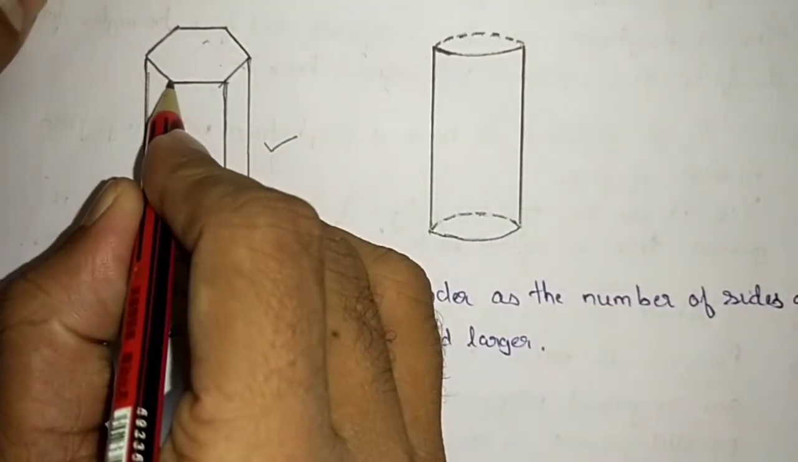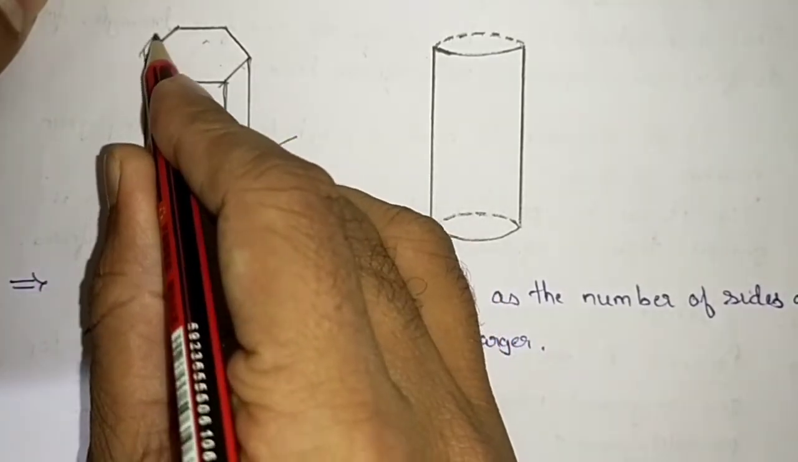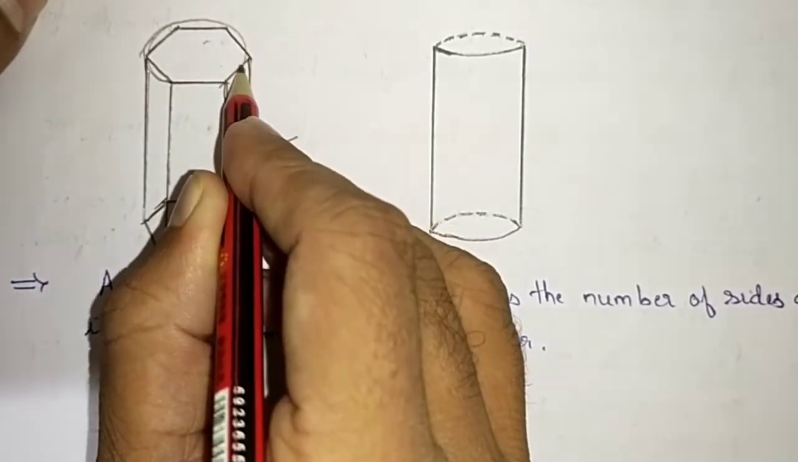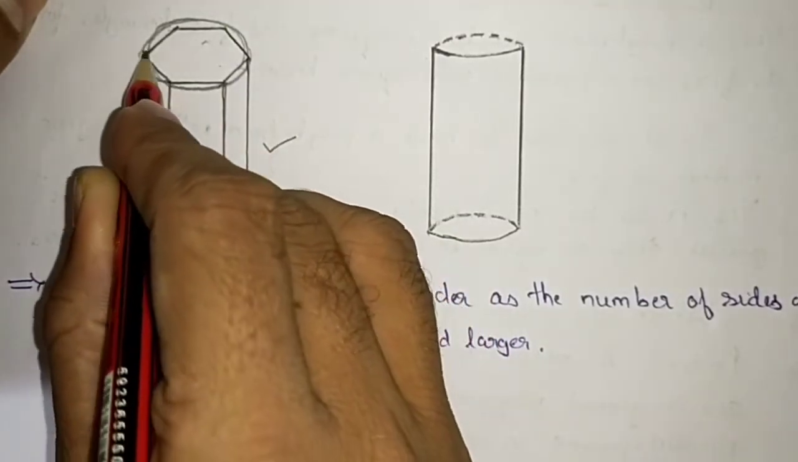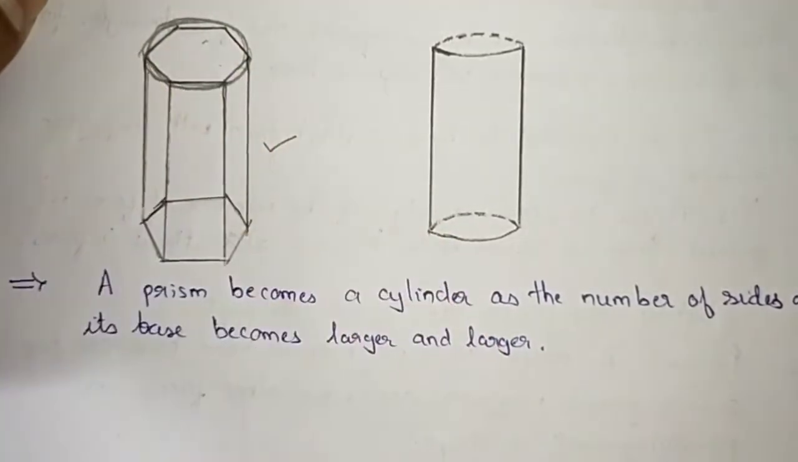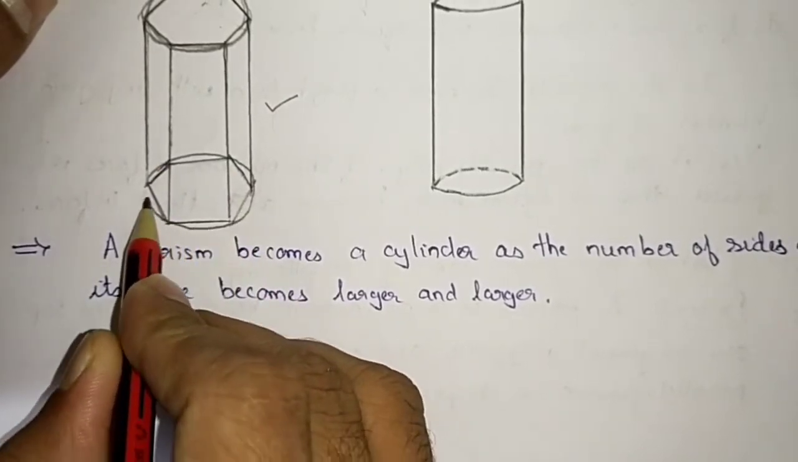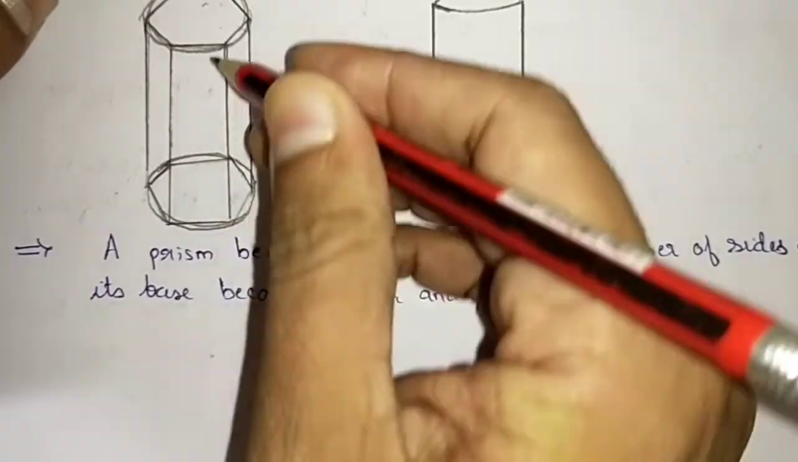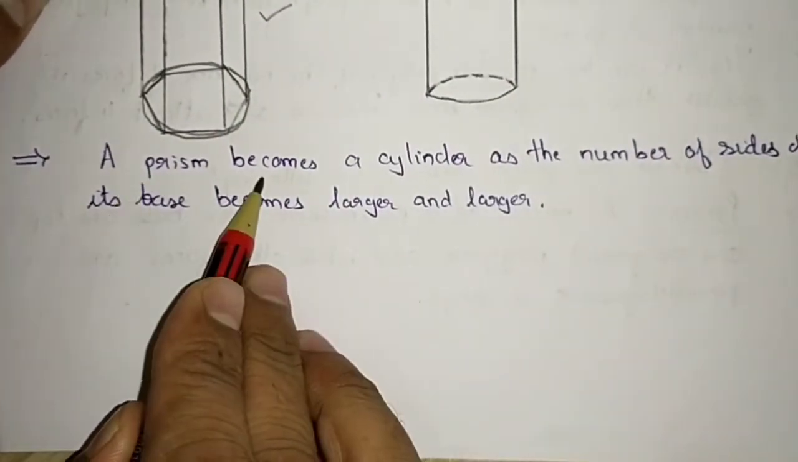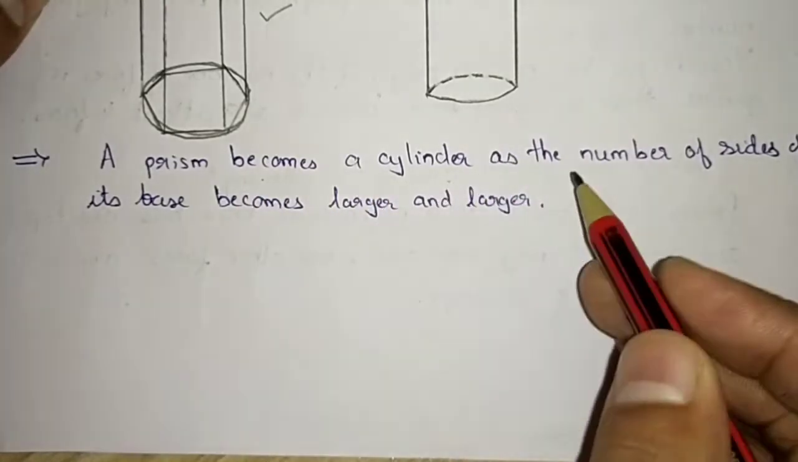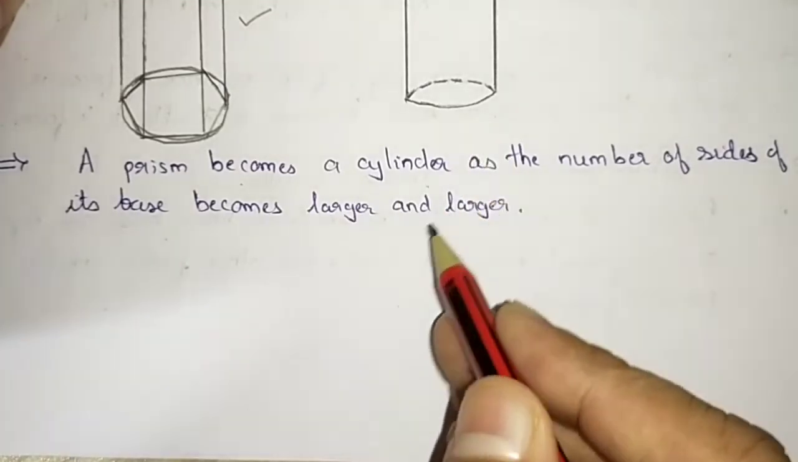Because as I go on increasing the number of sides, I will eventually make it a circle, right? If I make the sides larger and larger, eventually it will become a circle. Similarly, the bottom also, it will become a circle. So we will eventually get a cylinder. So we can say a prism becomes a cylinder as the number of sides of its base becomes larger and larger.